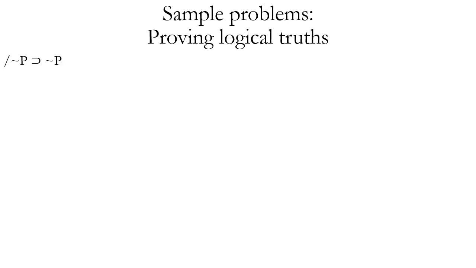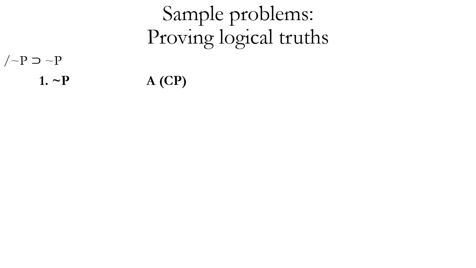Let's look at another practice problem. This one is simple, but kind of deceptively so. You have to think through the nature of our rules carefully to figure out how to derive this. The logical truth is tilde P horseshoe tilde P, or if not P, then not P. So it is a conditional, so what should we assume with this proof?